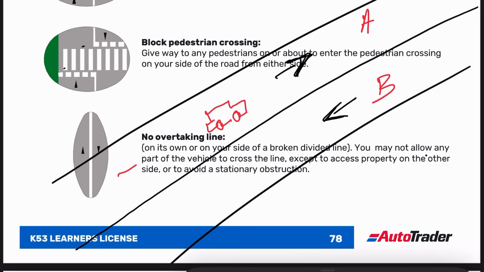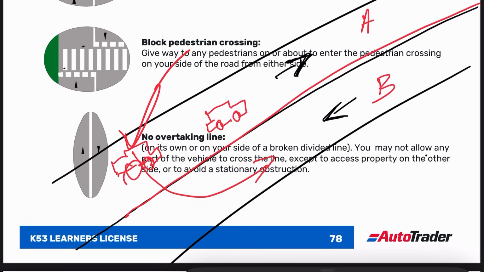Let's say there is a vehicle there, and then there is another car there. Let's say this car is you. You cannot overtake here because of this road surface marking. You are not allowed to do that.